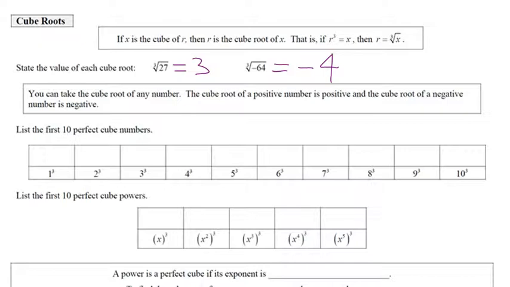Oh, we did that. List the first 10 perfect cubed numbers. So now you got to cube things, right? 1 cubed is 1. 2 cubed is 8. And so on.